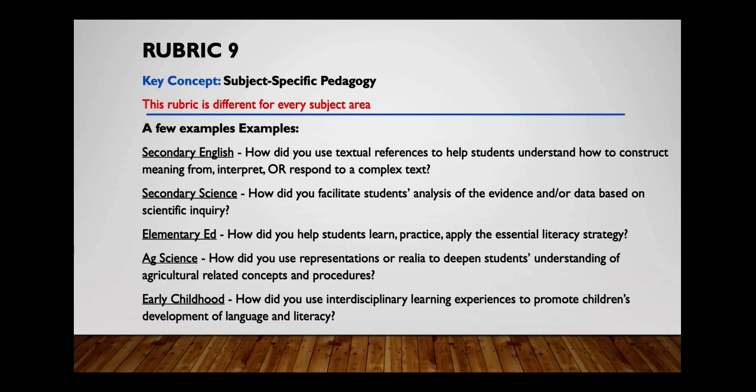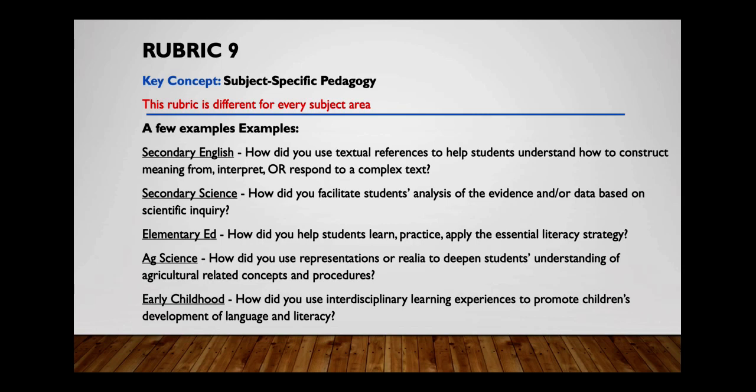Rubric 9 is subject specific. This rubric is different for every subject area. I've not included all subject areas here, but you can see a few of them. For secondary English, in Rubric 9, the candidate must use textual references to help students understand how to construct meaning from, interpret, or respond to a complex text. That has to be in the video.